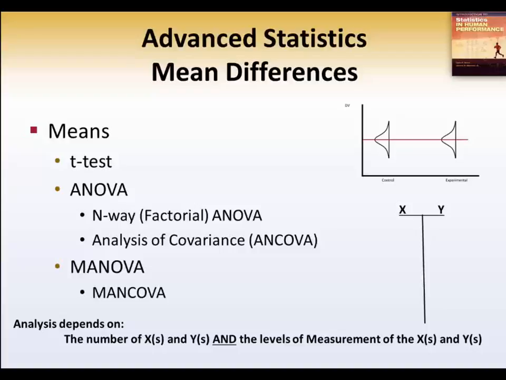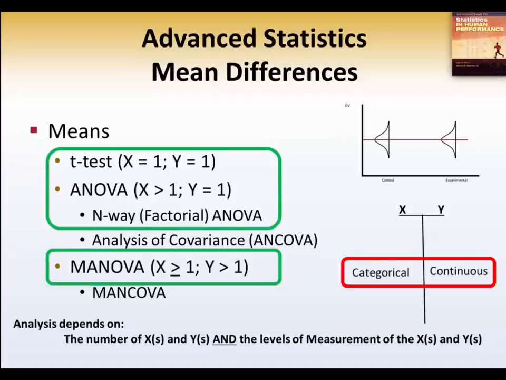MANOVA is one that we've already looked at, but now we're going to add MANCOVA, which is similar to ANCOVA in that we will adjust the outcome variables based upon a predictor variable. We'll next summarize the nature and number of variables and what analysis might be conducted.